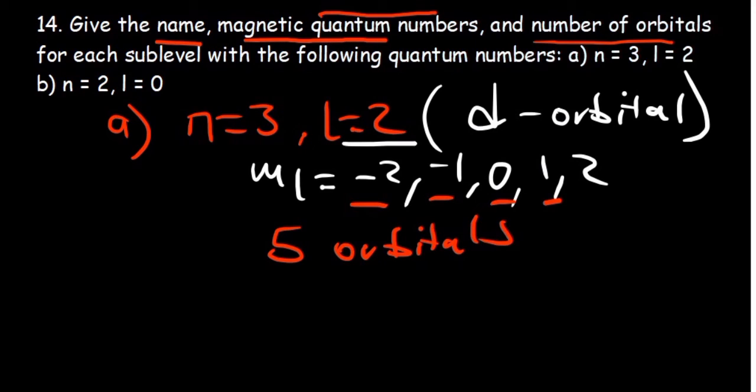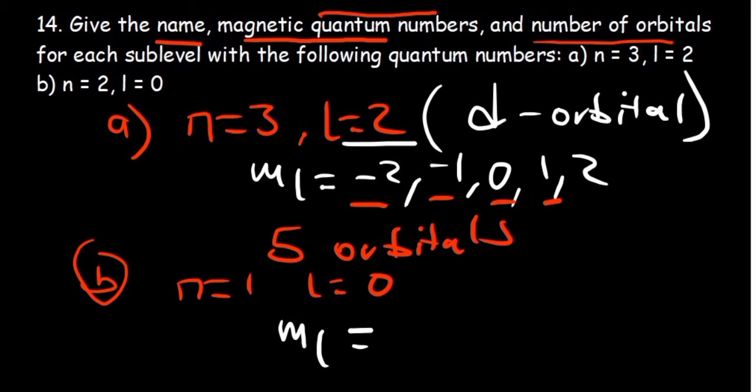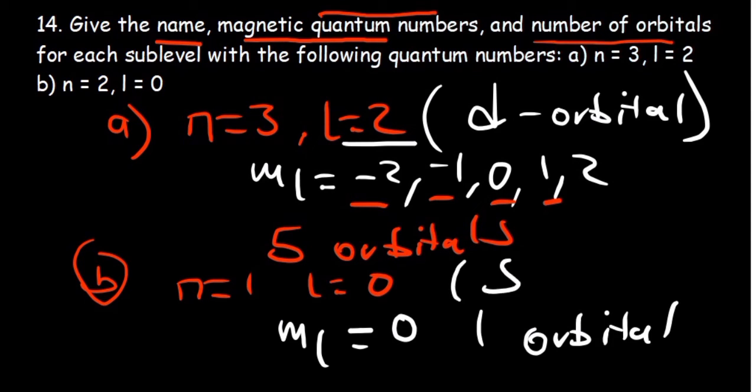Going to B, we have N is equal to 1. Then L is equal to 0. So for L is equal to 0, we don't have its negative and positive. So we only have a single magnetic quantum number, 0, there. So how many orbitals does it have? It has a single orbital. So 1 orbital, and the name is the s orbital.